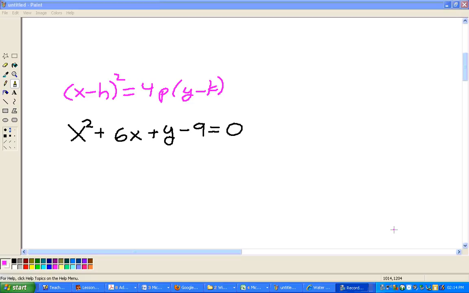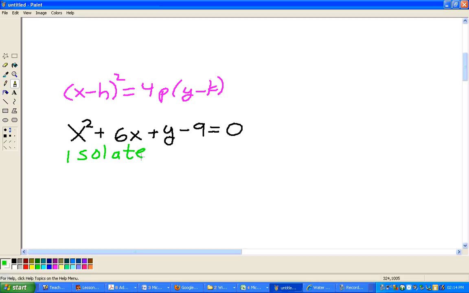There's going to be a name for this process. This process is called completing the square. So my first job is to isolate x. So I want nothing but x's. Are you able to follow the way that I have isolated?